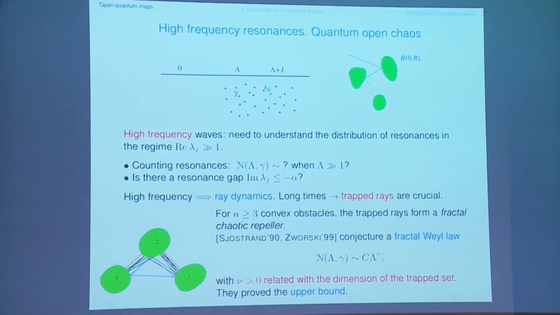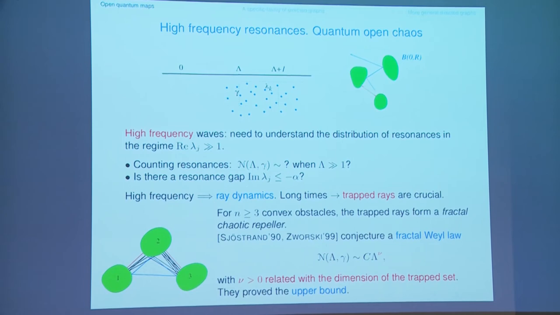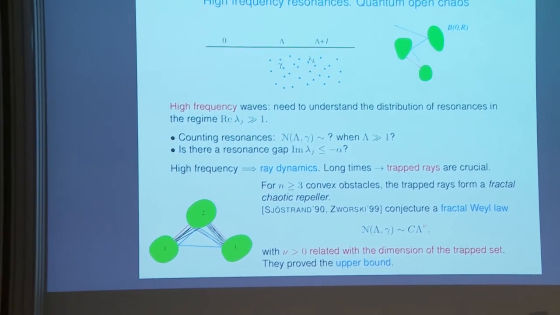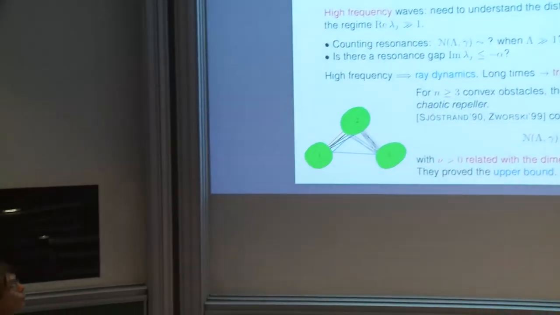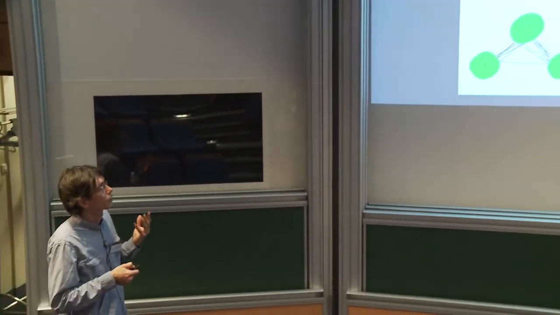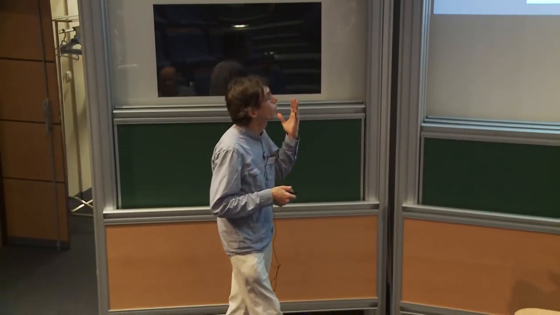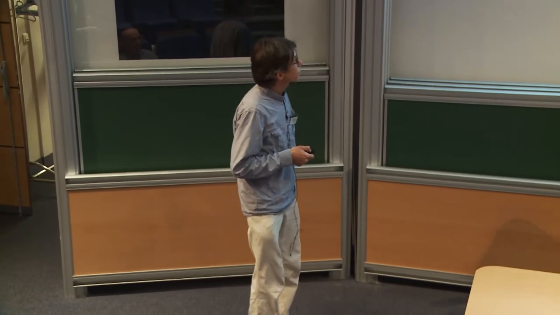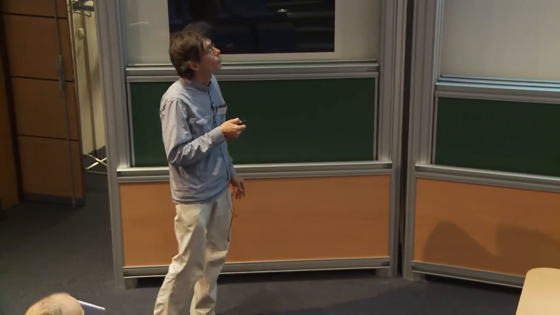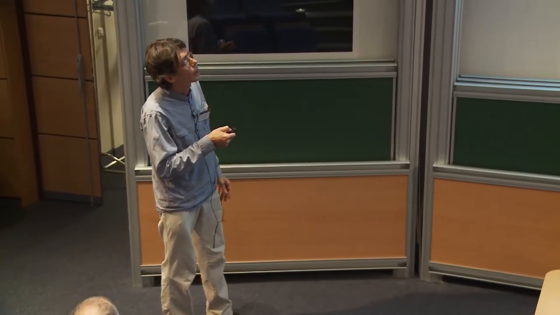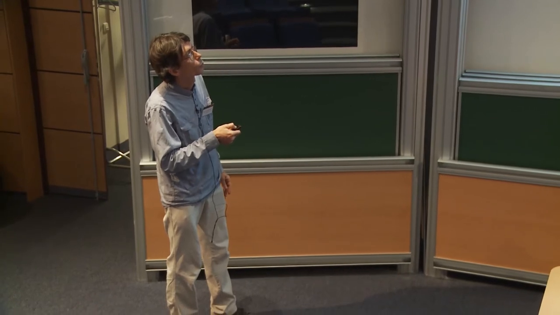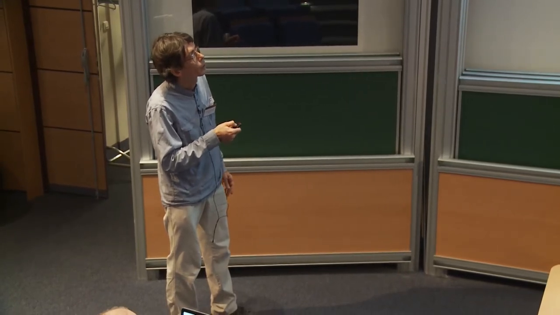In general, there is no explicit expression, there is no approximate expression for these values, but sometimes you can still get some information about the counting function. Okay. And this is where this fractal Weyl Law came across. So the type of question we can ask: how many are there, or is there a gap? For instance, we are sometimes also interested in the presence of a gap, that is a band here without any such resonances.